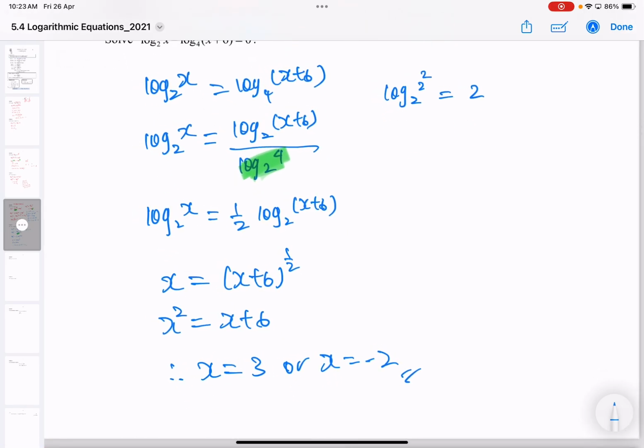Okay, so when you're done, you can look up and check your answer. You should get the same quadratic and the same answer as well.